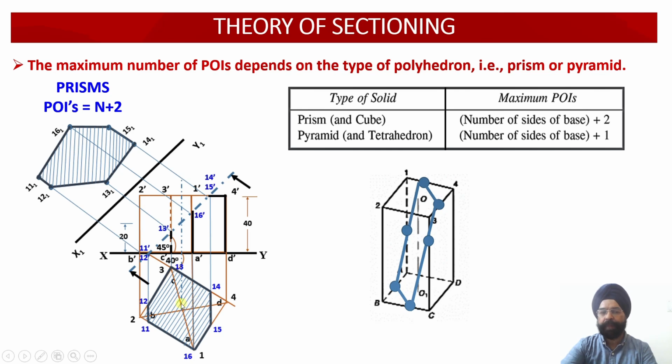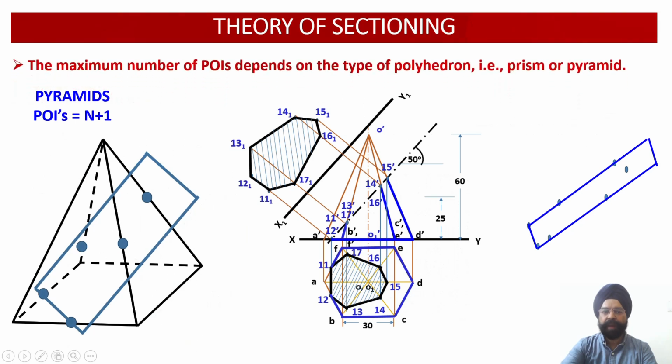So this is one example which we will be discussing in detail in the subsequent lectures. Then in case of a pyramid, once again, my cutting plane is cutting, just see, this is a square pyramid. Usually, had it been cutting all the slant generators, 4 POIs would have been obtained. I am cutting this pyramid like this over here, and 4 cutting points are generated.